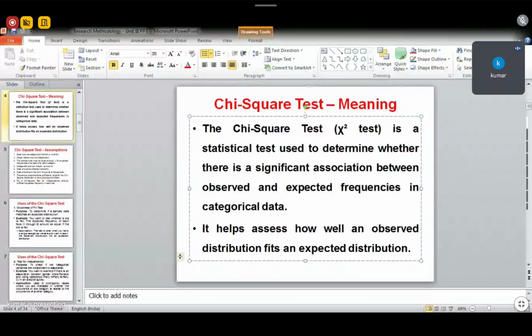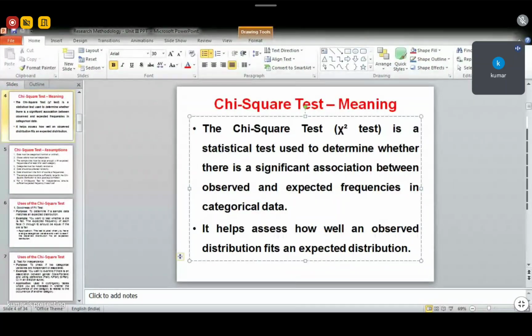I have covered 1 and 2. Now I am going to take up 3 and 4 together. And in the order of importance from the examination point of view, some topics I am going to discuss with you. One among them is chi-square test from unit number 3.